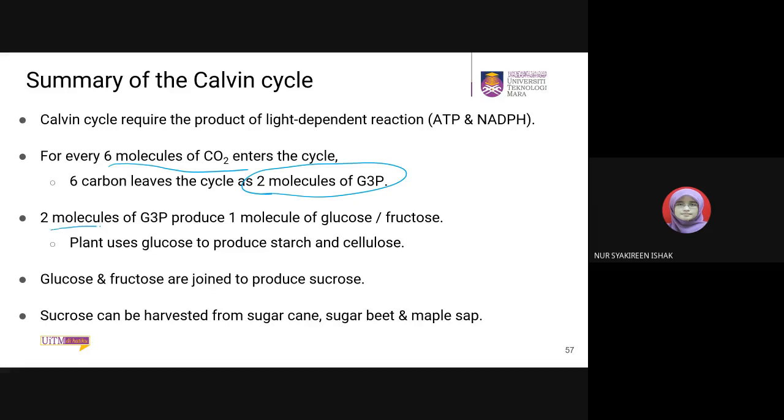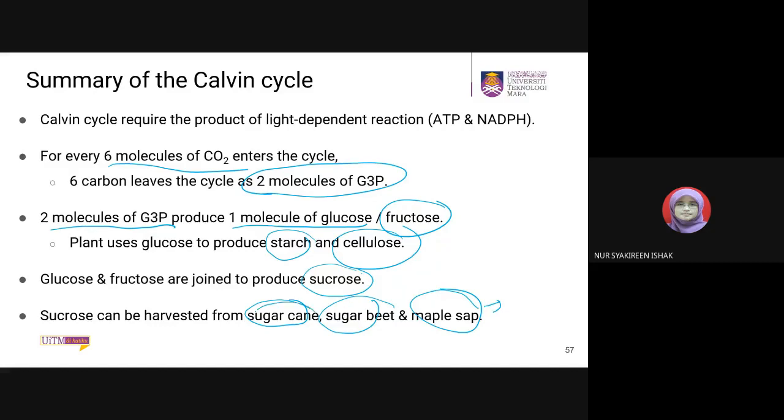Okay, so the 2 molecules of G3P produce 1 molecule of glucose or other sugars such as fructose, and the plant also uses glucose to produce starch, which is stored carbohydrate in plants, and also cellulose, which forms the cell wall of plants. Okay, so glucose and fructose can join to form sucrose. Dan sucrose adalah sugar yang paling banyak ada dalam buah lah kan. So sucrose can be harvested from sugar cane, sugar beet, and maple sap to get maple syrup.